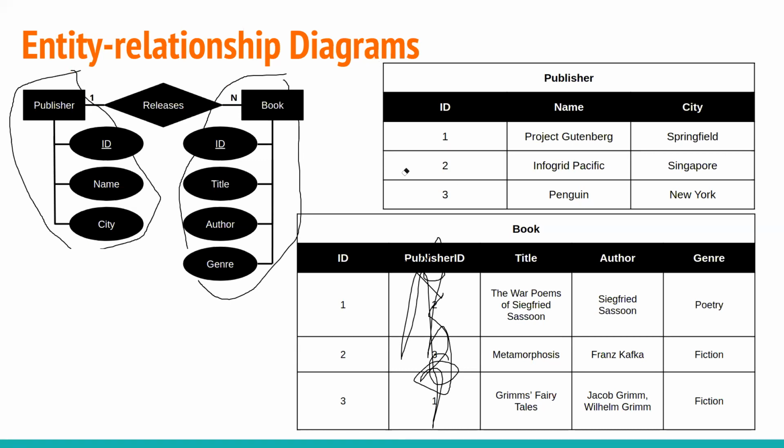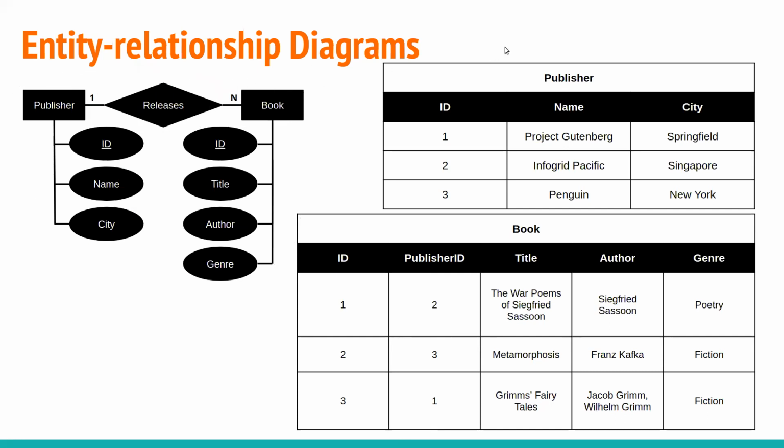This extra column here, publisher ID, is what defines this relationship, releases. So we take the ID of the thing on the left, the one, and we put it in the table on the right, the many. Let me explain this a little more easily, though it might already be easy to see for a lot of you.